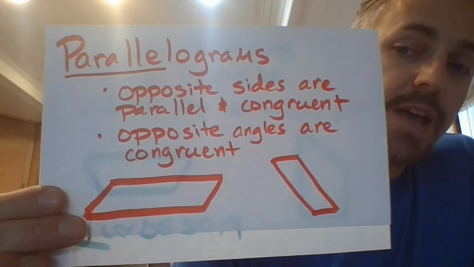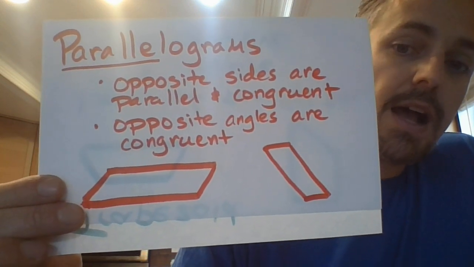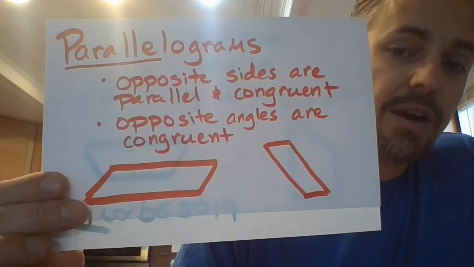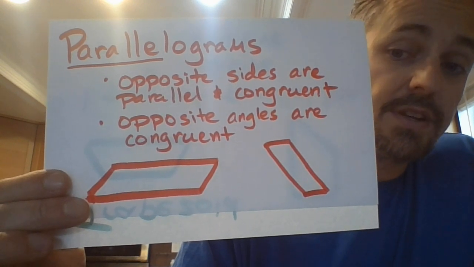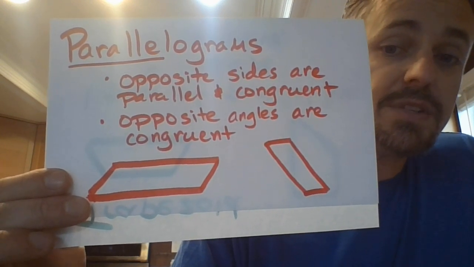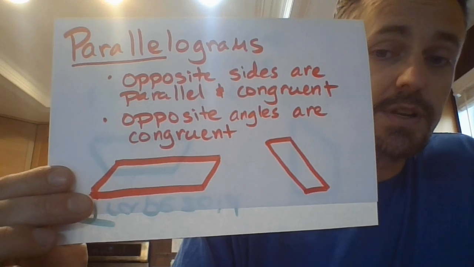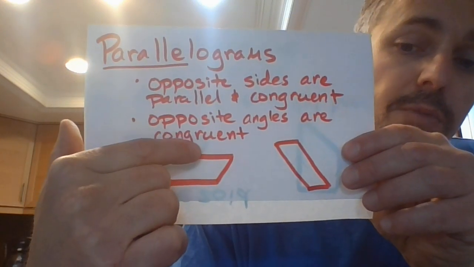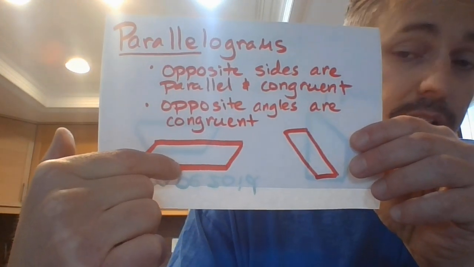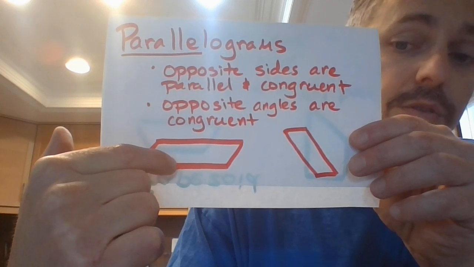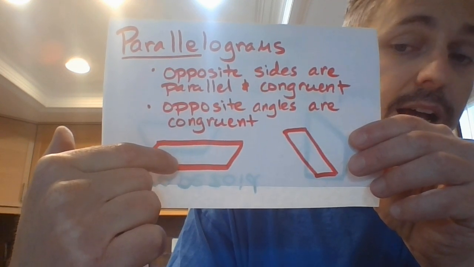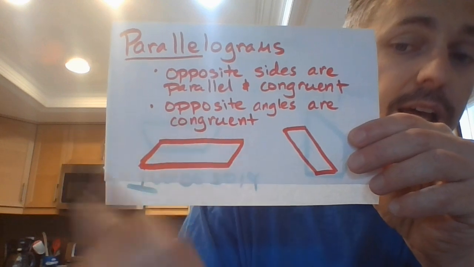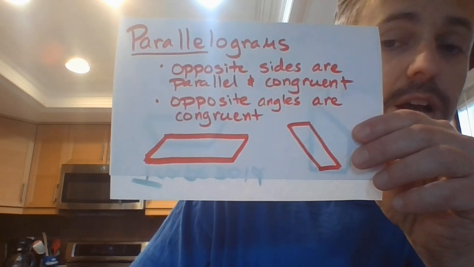Okay, moving on from trapezoids, we have the next thing, which is a parallelogram. And of course, the root word of that is parallel, right? Opposite sides are parallel and congruent. Okay, and then opposite angles are also congruent. Okay, so the top and bottom sides, they are parallel to each other, and they are congruent, which means the same size, right? And then this side and that side are also parallel and congruent.